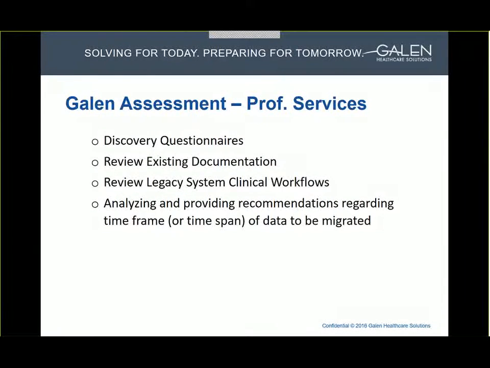The final professional services process that I wanted to talk about a bit today are the ways in which we finalize the data and then provide recommendations regarding the time frame or time span of the data that should be included in the scope of the migration. So one of the ways we analyze data is from a volume versus time perspective. That is, for the data elements that are being considered for the migration, for the previous 1 to 2 years, what is the volume? What about 1 to 3 years or 1 to 5 years?